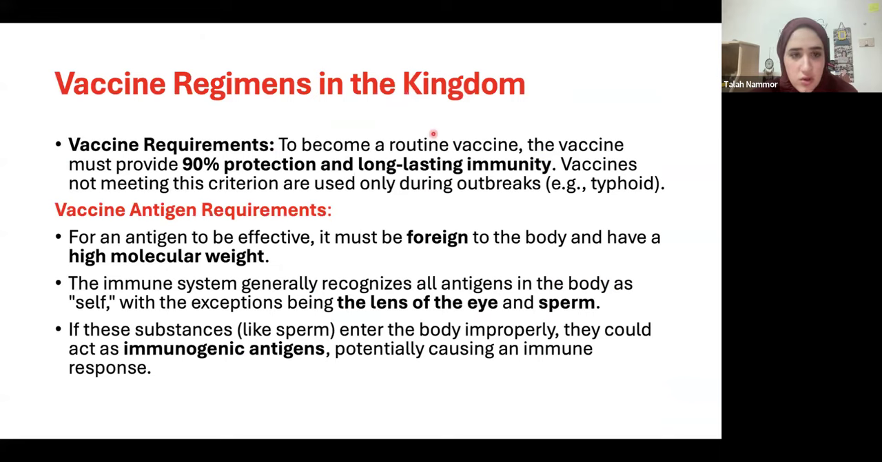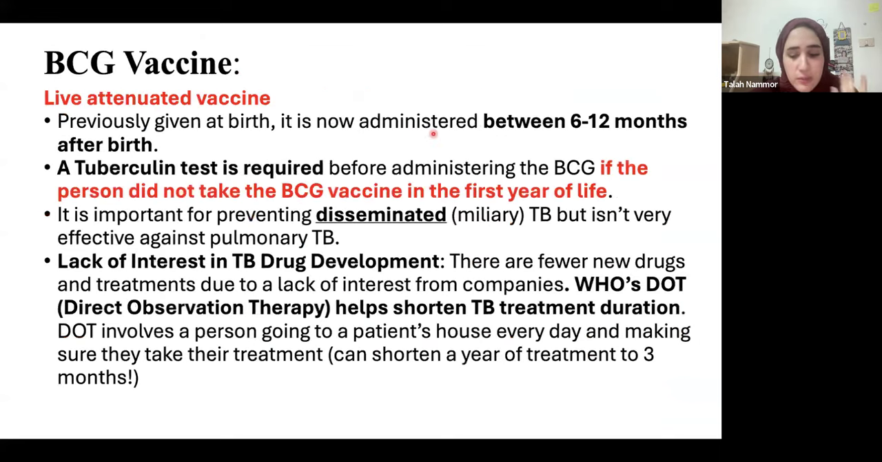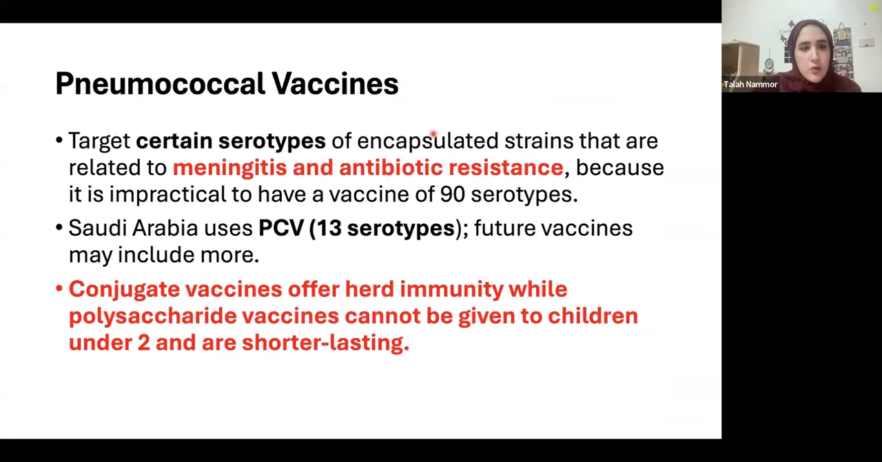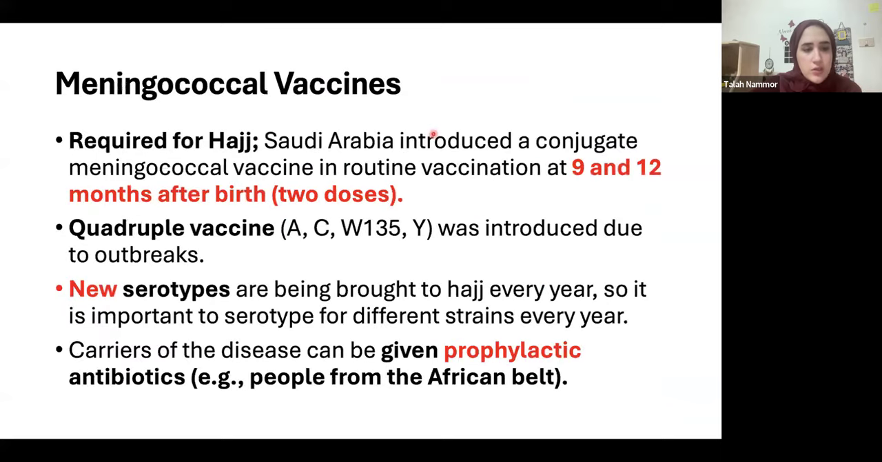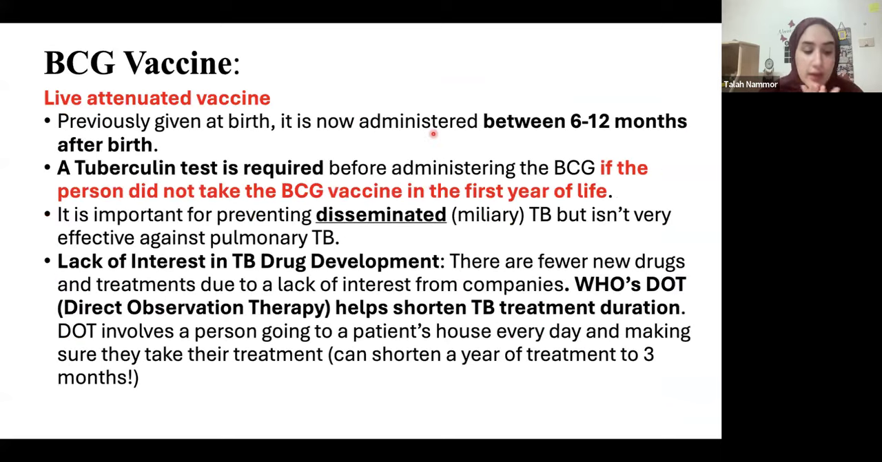Honestly guys, you can read this on your own. It's not important. Like we mentioned this a lot. Now the BCG vaccine. We're going to talk about the specific vaccines: BCG, pneumococcal and meningococcal, and HPV, and we're done. Okay. BCG vaccine.